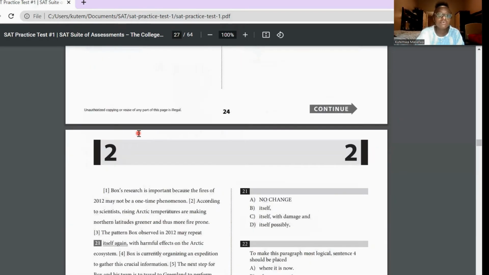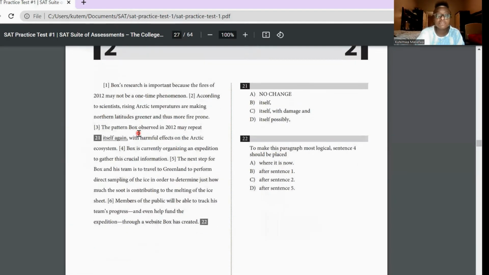Okay, 22. To make this paragraph most logical, sentence 4 should be placed. So we go to sentence 4. It says Box is currently organizing an expedition to gather this crucial information. So what is the crucial information? Expedition. Okay, where it is now, look at the sentence before. It says the pattern Box observed in 2012 may repeat itself again, with harmful effects on the Arctic ecosystem. Does not talk about expeditions and information.